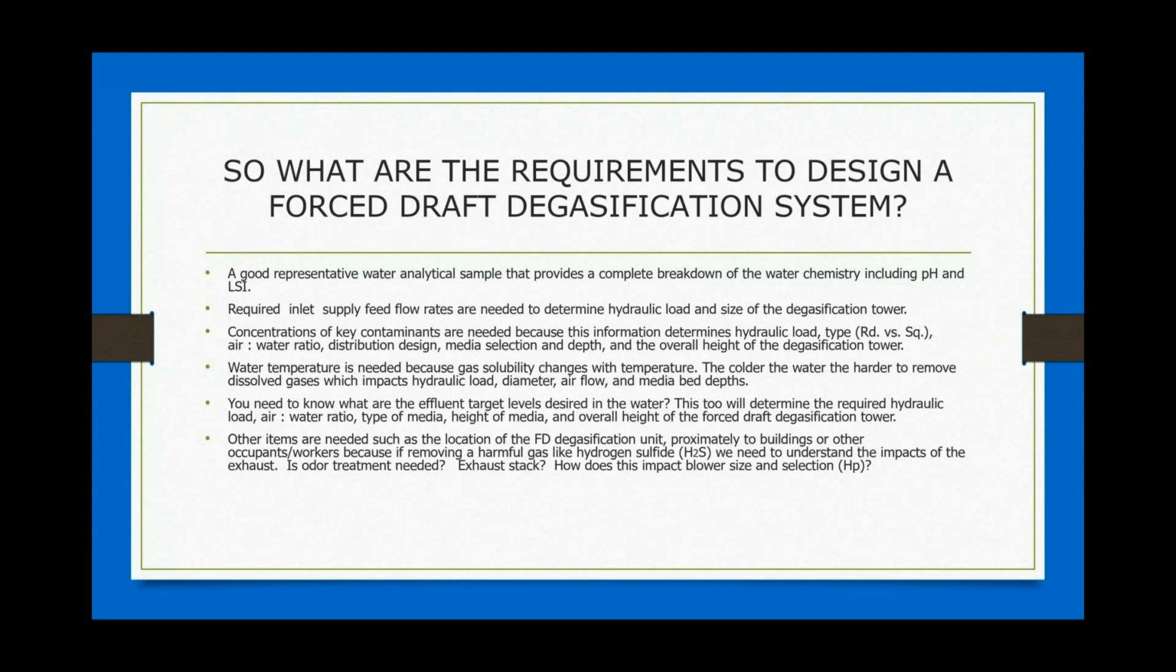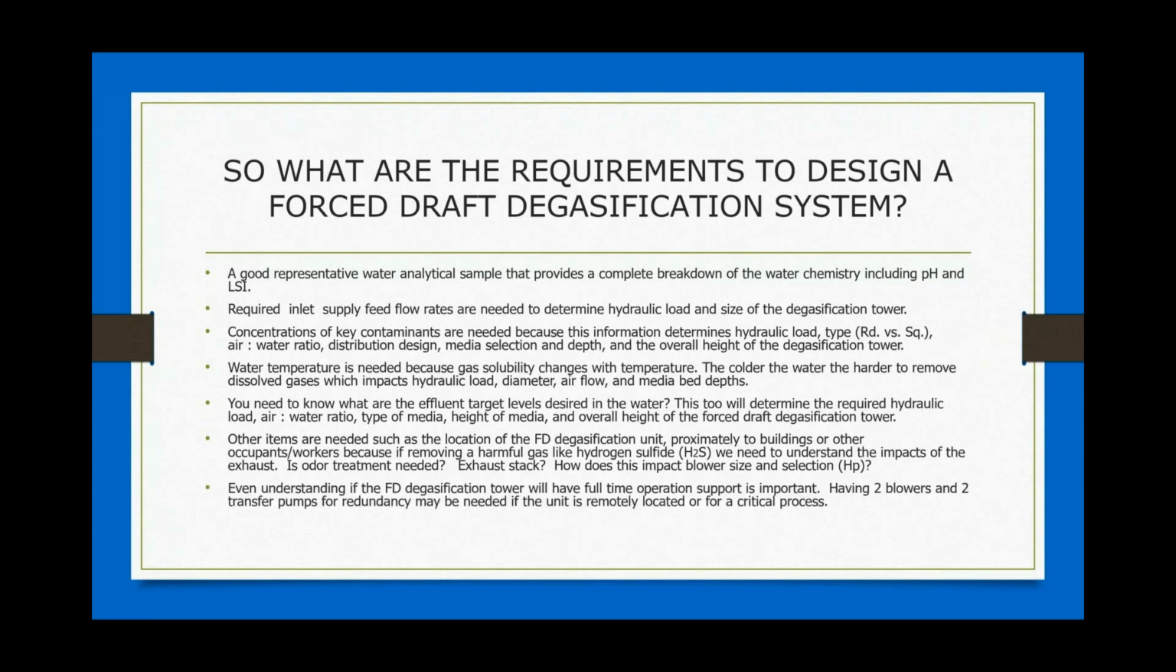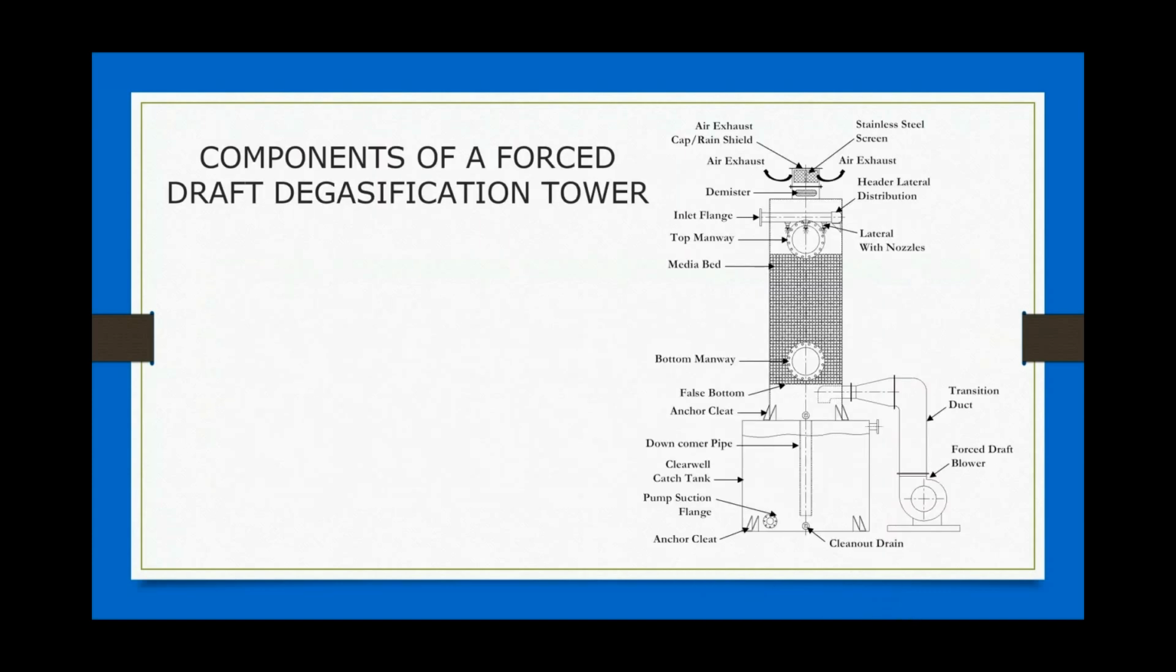Again, all of this, as I mentioned earlier, goes back into the overall design for short-term and then long-term operating costs of the system. So even understanding if the forced draft degasification tower will have full-time operation support is important. So having 2 blowers and 2 transfer pumps for redundancy may be needed if the unit is remotely located or for a critical process. So components of a forced draft degasifier tower, and I'll quickly go through this for people that are not as familiar.